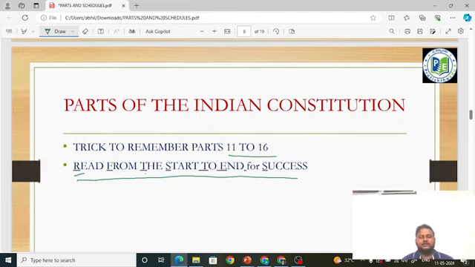Okay. Part 1 to 10 you can remember using, you can fly directly from US to UP to meet child of Sachin. Part 11 to 16 you can remember using read from the start to end for success. So you can remember part 11 to 16, friends.